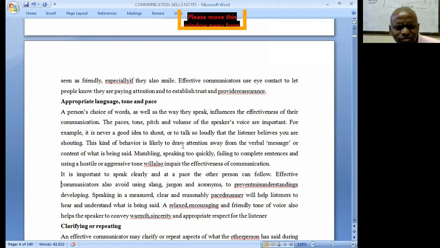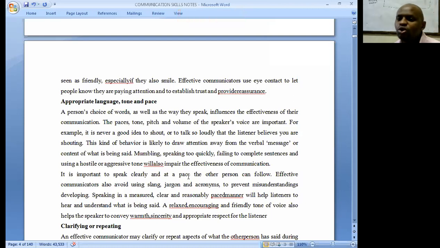Or sometimes the kind of behavior is likely to draw attention away from the verbal message or content of what is being said. Mumbling, speaking too quickly, failing to complete sentences, and using a hostile or aggressive tone will also impair the effectiveness of communication. So you must watch your tone. It is also very important to study the mood of your communication and the kind of audience you want to communicate to. It is important to speak clearly and at a pace that the other person can follow. Don't speak too fast so the other party cannot follow you. Don't speak too slow so the other party gets confused along the way. You must maintain a tempo in your communication.